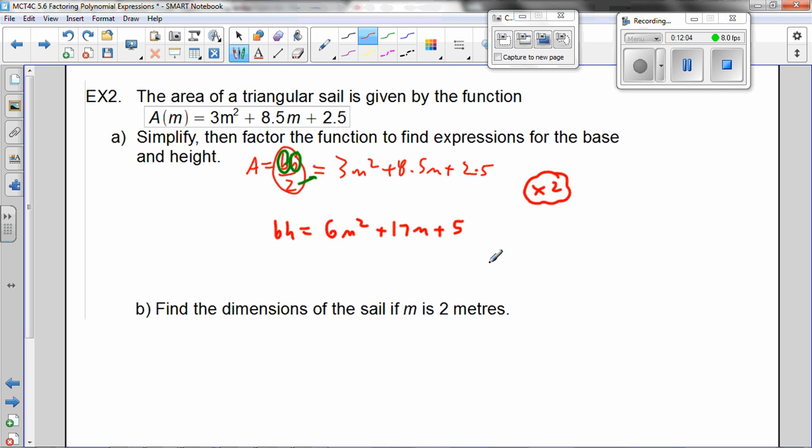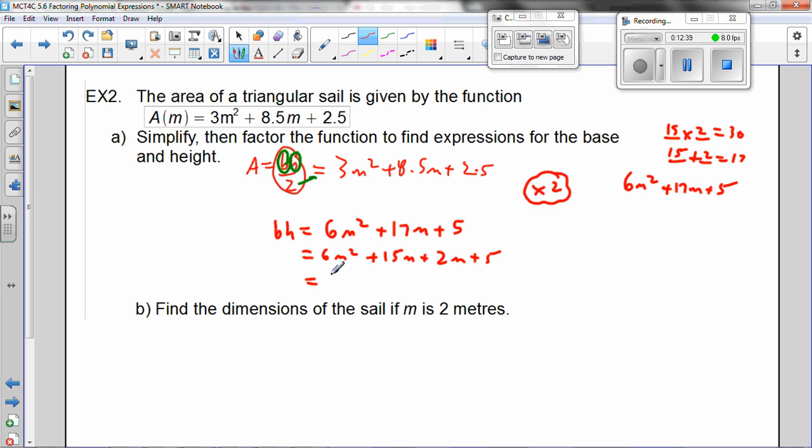And again, I don't really care what technique you use. You know, maybe I'll use breaking down the middle this time. Numbers that multiply to get 30, and add to get 17. Multiply to get 30, add to get 17, or 15 and 2, isn't it? 15 and 2. So breaking down the middle, I got 15m and 2m.